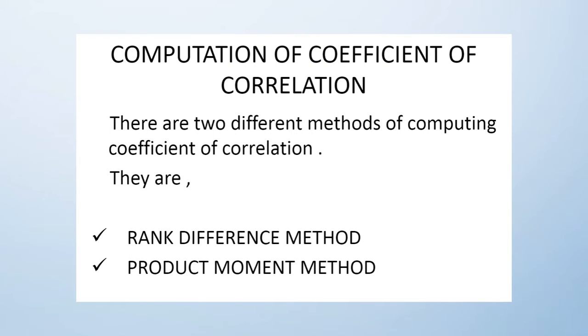Now, computation of coefficient of correlation. There are two different methods of computing the coefficient of correlation. They are the rank difference method, which means the rank correlation coefficient, and the product moment method, that is the Karl Pearson product moment method, coefficient of correlation. These are the two methods we use to calculate the coefficient of correlation.